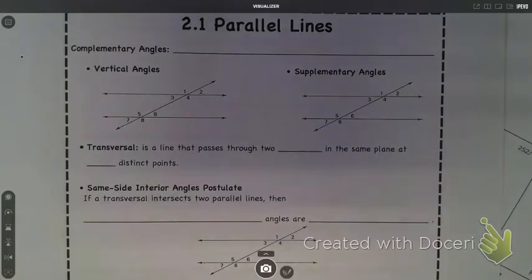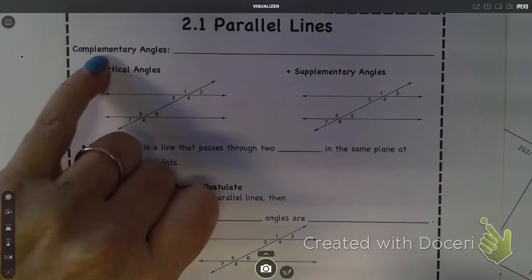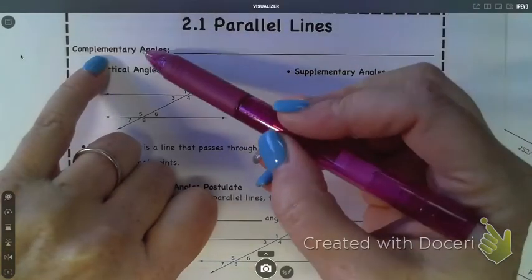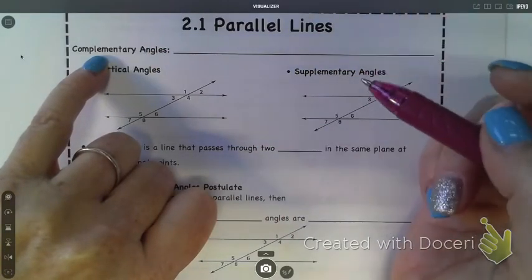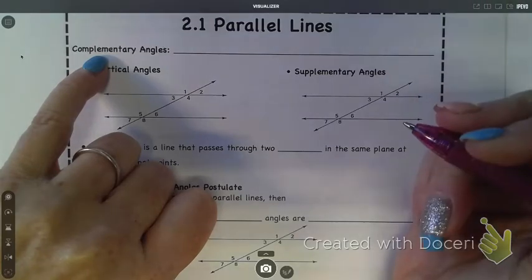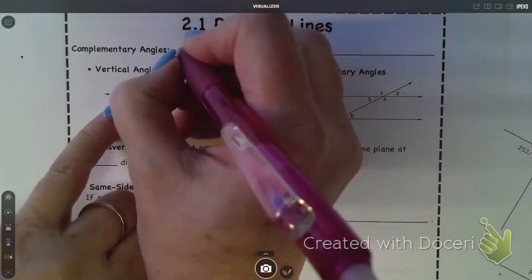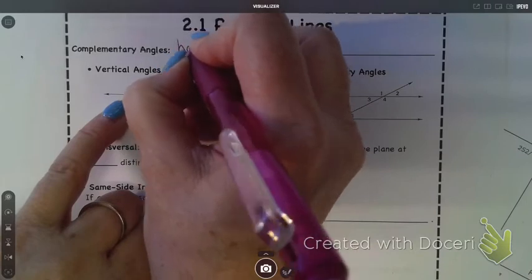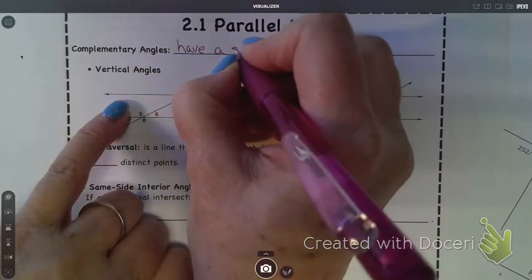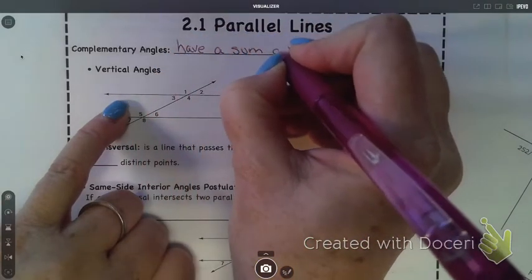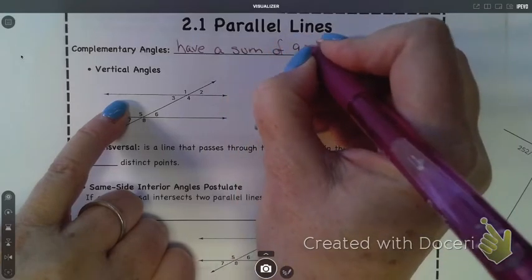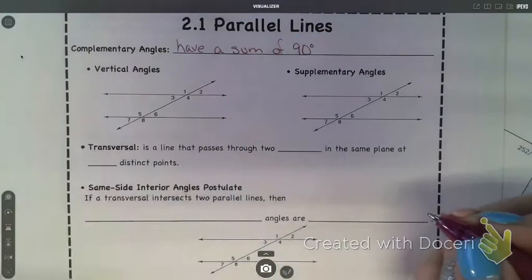Okay, 2.1 parallel lines. So, we're going to talk about some review and some not review. Complementary angles, what do we know about them? They equal 90. Okay. Yep, they have a sum of 90 degrees. Correct.